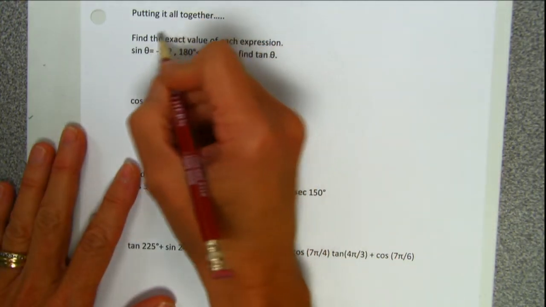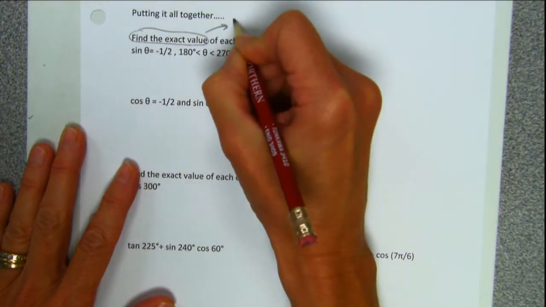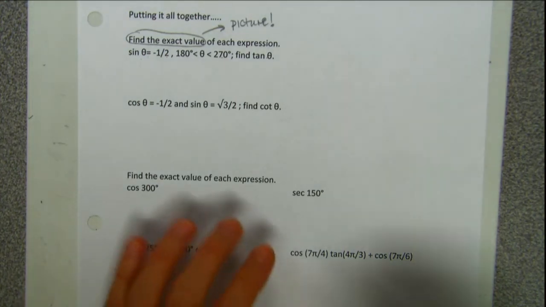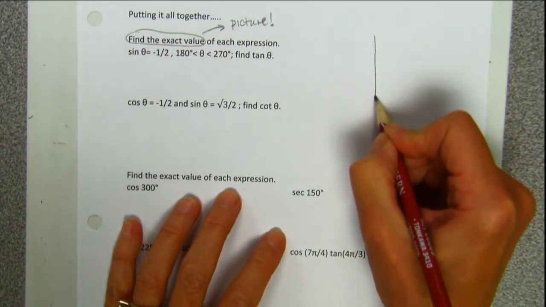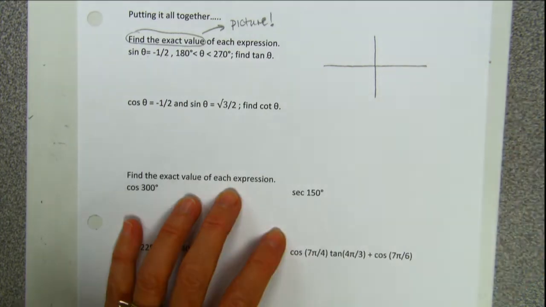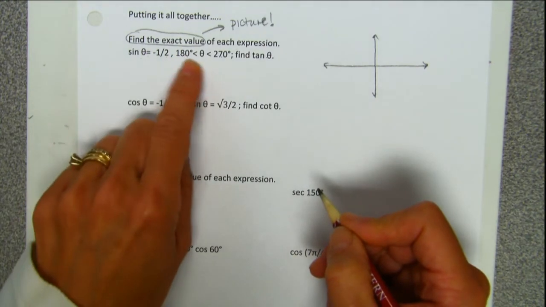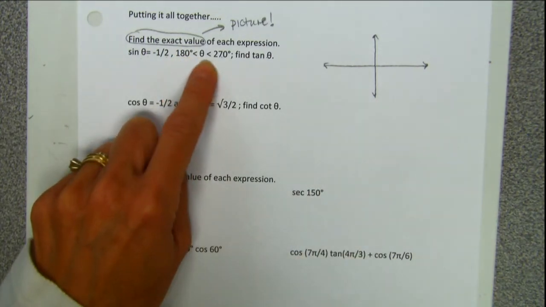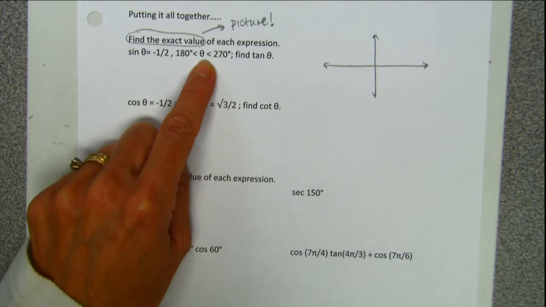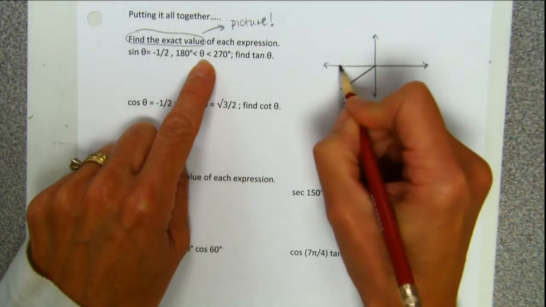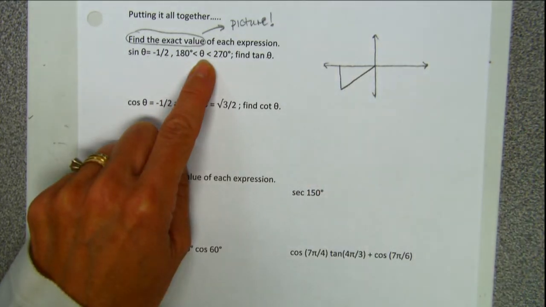Guys, whenever it says find the exact value, I think you need to draw a picture. I just don't know how to do it without. This is too much for even my little brain to handle. I'm going to draw a picture. Put my coordinate plane. It tells me that theta is between 180 degrees and 270 degrees. Isn't that convenient? We know that theta is down there.